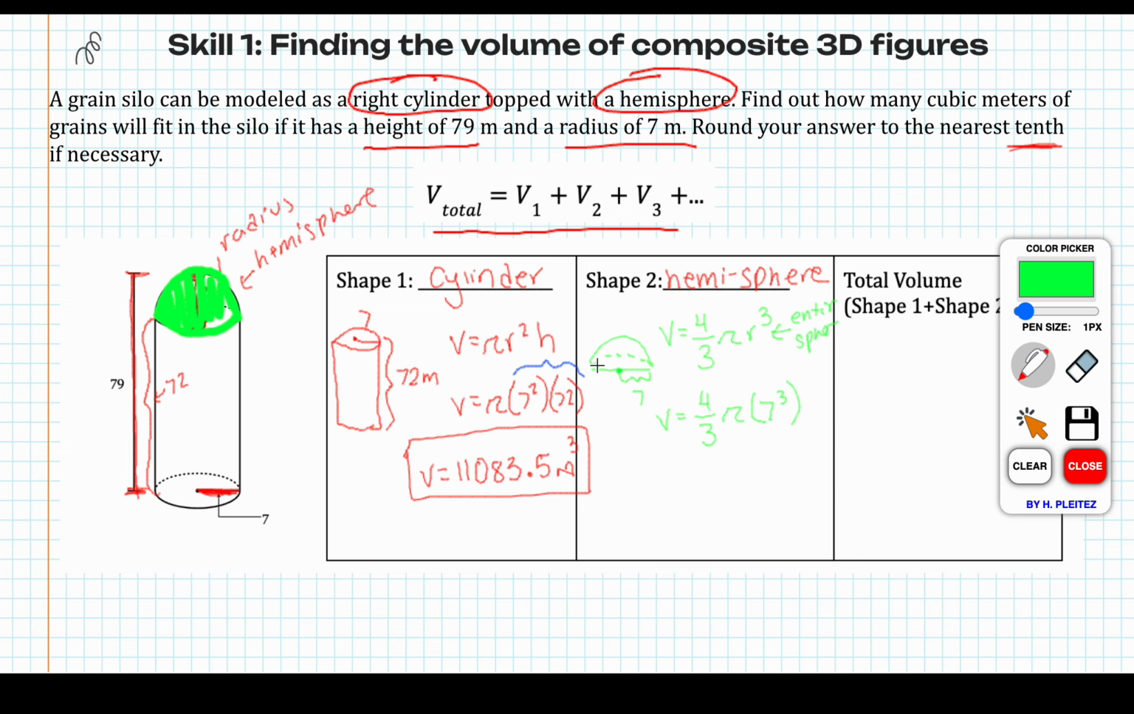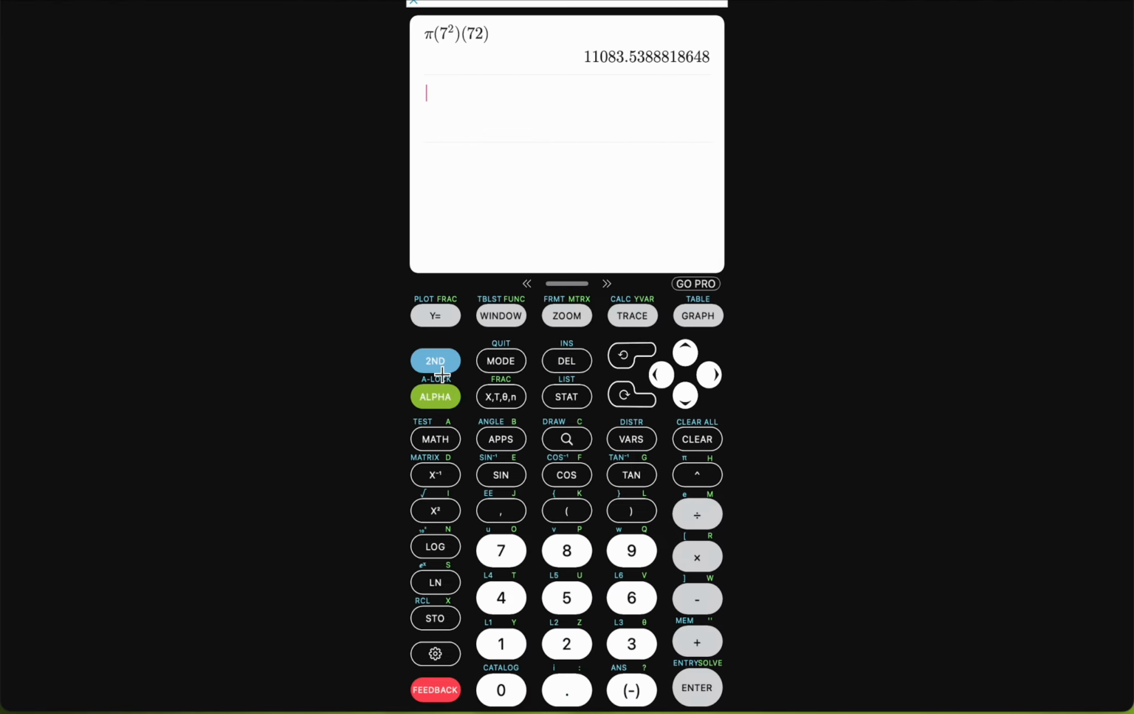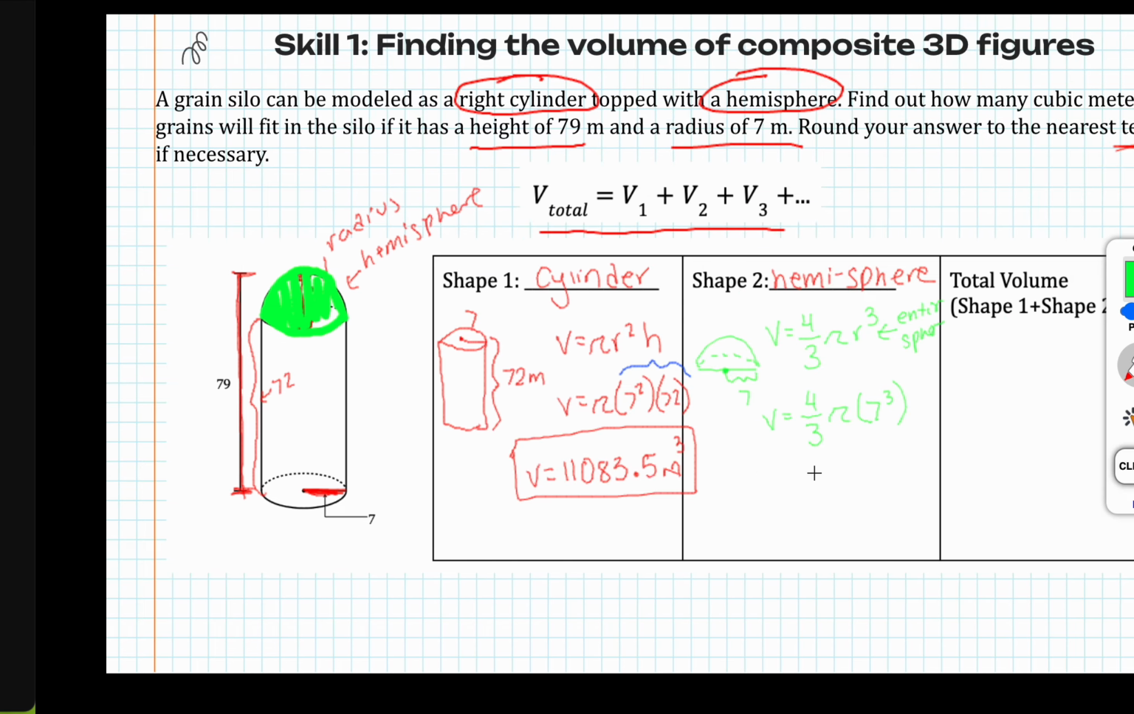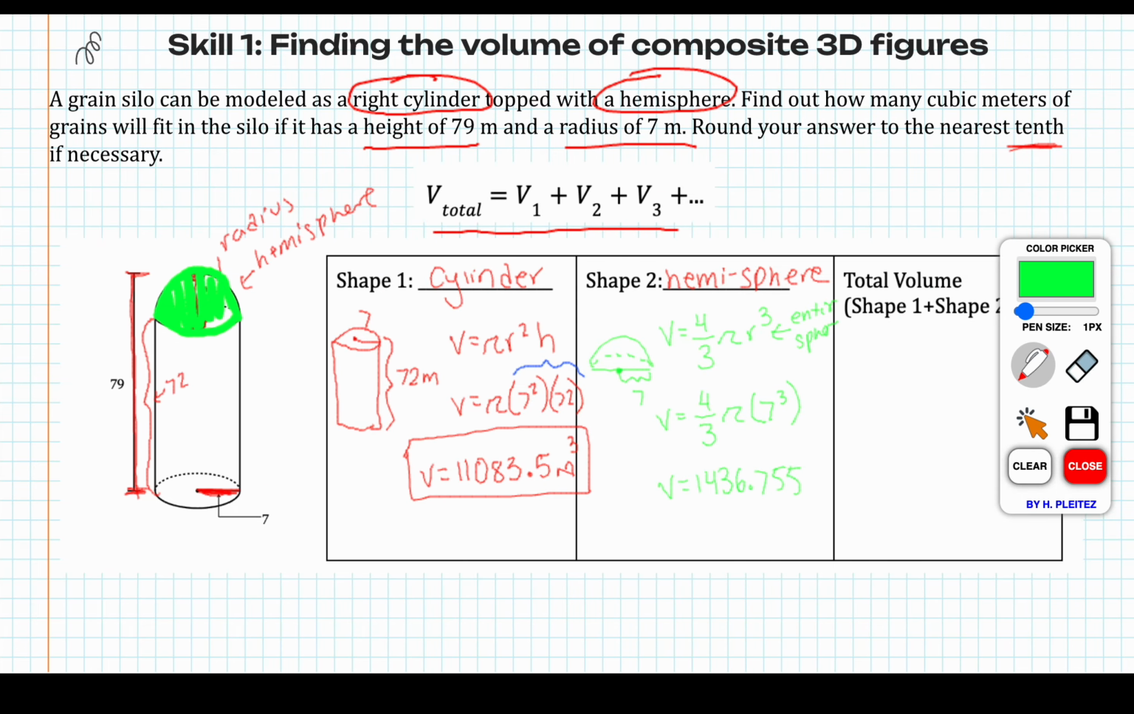So now let's go ahead into our calculator. You want to be really careful when you're typing all of this in. It really helps if you can type it in as perfectly as possible. So I'm going to type in 4 over 3 as my fraction. And then we have pi. And then our radius is 7, and we're cubing that number. And when we do that, we get 1436.755. But then that's the volume of the entire sphere. So what we need to do with this is divide it by 2 to get the hemisphere.